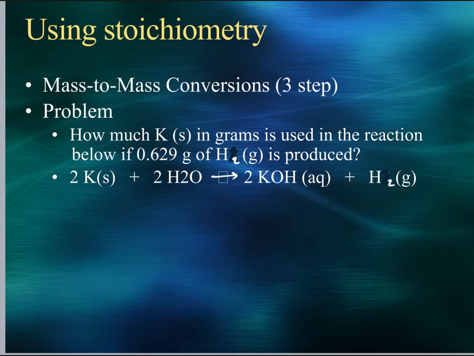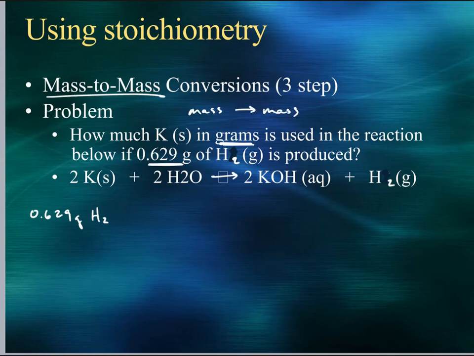Okay, so we'll start by writing down what we were given. We were given 0.629 grams of H2 gas. Okay, we are looking for grams, and we were given a starting number in grams. That is going to be a 3-step problem where I have to go from mass of one substance to mass of another substance. So the first step here, right, writing that down. Second thing to check is my equation balanced? Yes, it is. Okay. The next thing to do then is to see, is my starting substance in moles? The answer is no. It's in grams, so I have to convert it to moles.